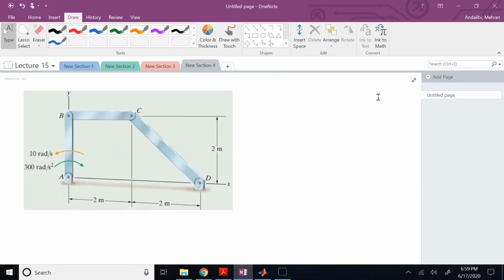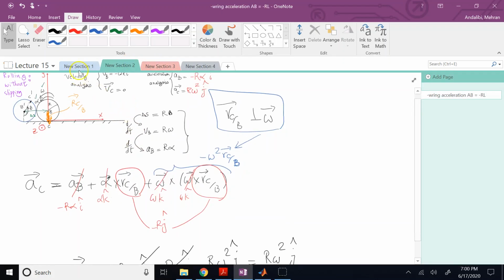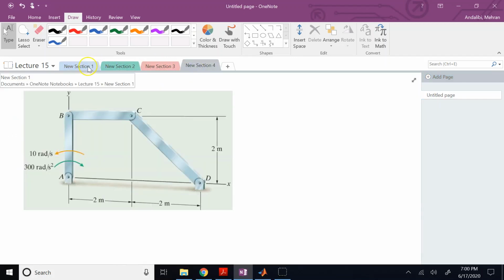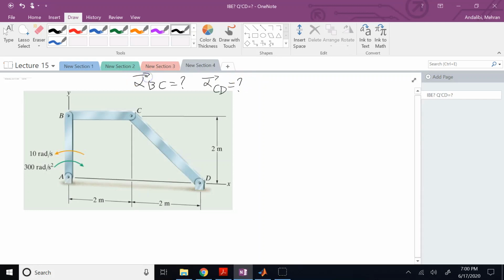So here again I have a mechanism, and you know a mechanism has more than one member. Here I have 3 members, so I have to apply these formulas that I learned here. I have to apply them 3 times. One for AB, one for BC, one for CD. And this problem is asking me to find what? What is alpha BC? And what is alpha CD? And let's use a vector notation because we also care about their direction.